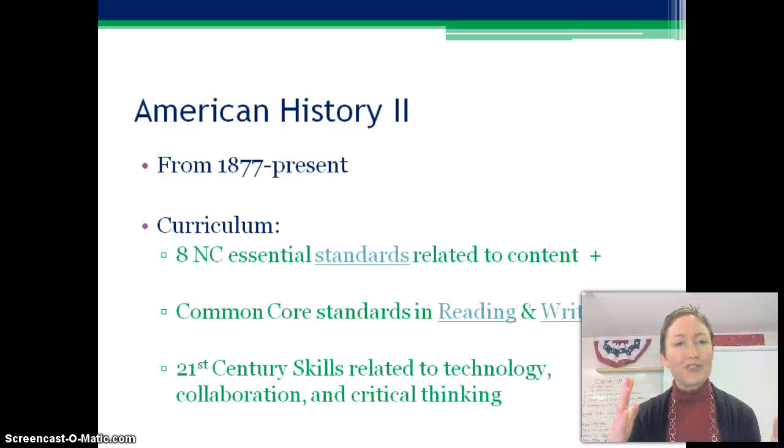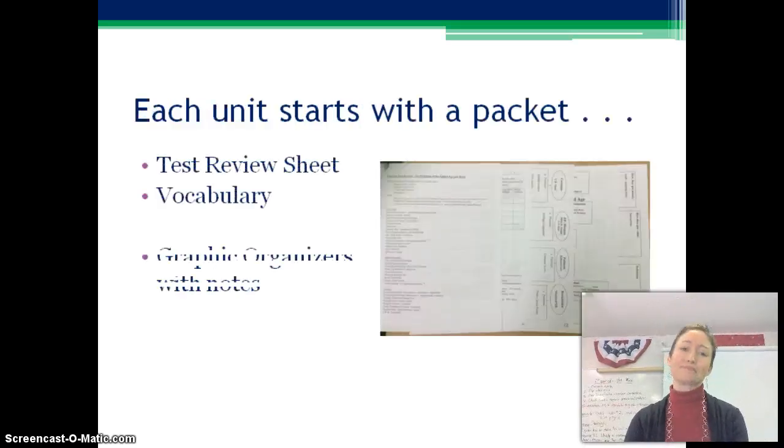There are three different sources that I consult to give me guidance about what needs to be taught and how it needs to be taught. One is the 8 Essential Standards that is adopted by the state of North Carolina. The second is Common Core Standards in Reading and Writing that help kids learn to read primary source texts and cite evidence and do argumentative writing as well as explanatory writing and peer editing. Also, then we have 21st century skills that are focused on technology, collaboration, and critical thinking. And so those are the documents that shape the course.